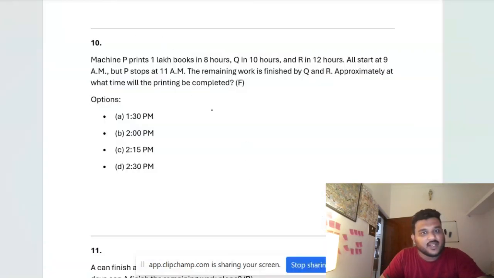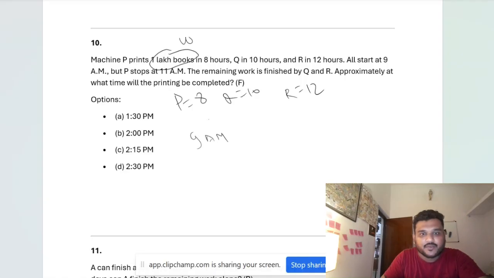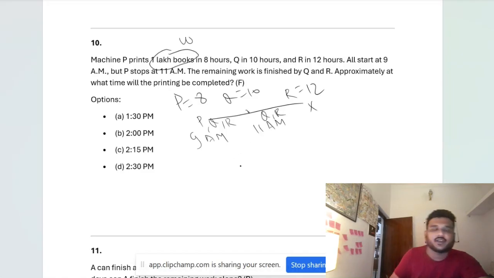Machine P prints 1 lakh books. So 1 lakh books is common, so that is our work. P takes 8 hours, Q takes 10 hours, R takes 12 hours. They all start at 9 a.m. and P stops at 11 a.m. So only Q and R are working. And let's say at some time the work is over. We have to find out at what time the printing will be done.